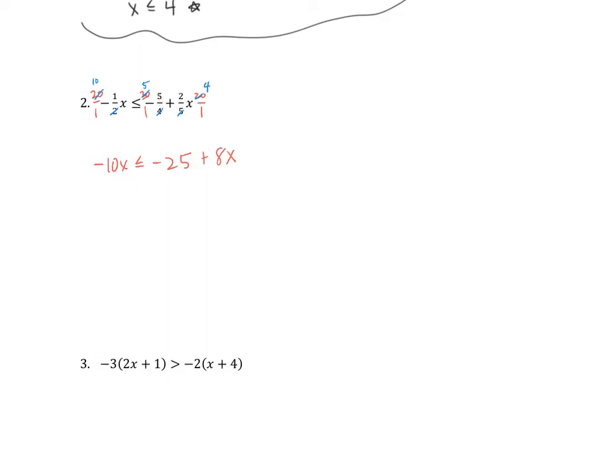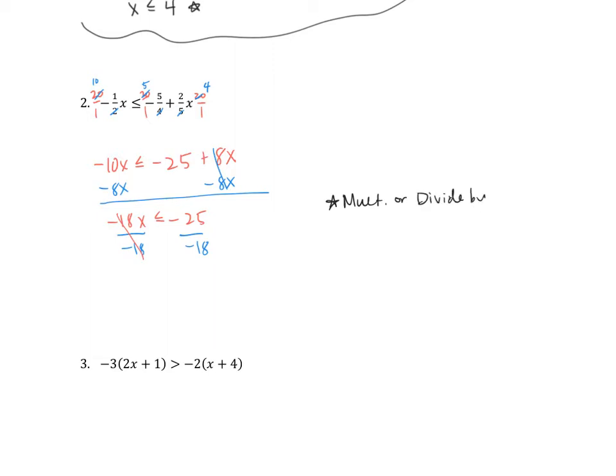Okay, now we want to get all of our x's on one side, so I would subtract 8x from both sides, and that would give me negative 18x is less than or equal to negative 25. And then I want to get the x by itself, so I'm going to divide by negative 18. Now here is a key. If you multiply or divide by a negative, you must flip the inequality symbol.